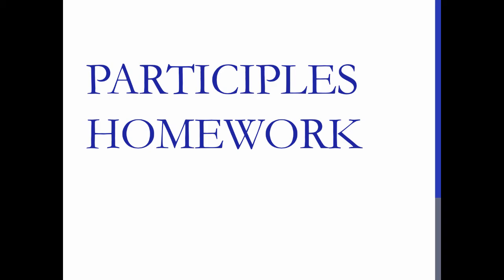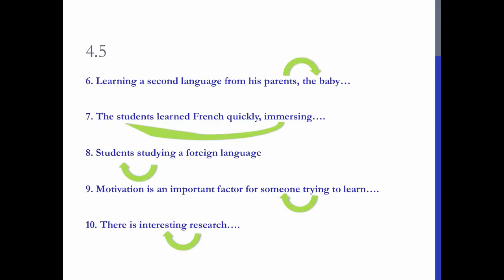This video will discuss the homework on participles from the text from chapter 4. So in 4.5, it asks you to identify the participle and draw an arrow to the noun that it is modifying. So in number 6, we have learning a second language from his parents. This is the participle phrase modifying the noun, the baby. Notice the comma separating the participle from the subject of the independent clause, the baby.